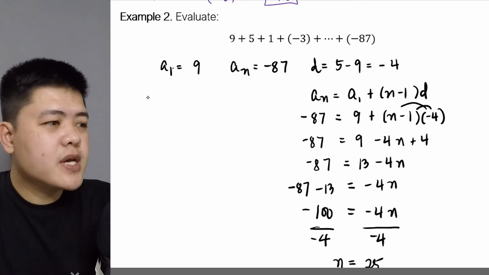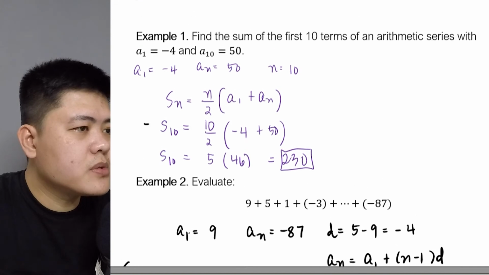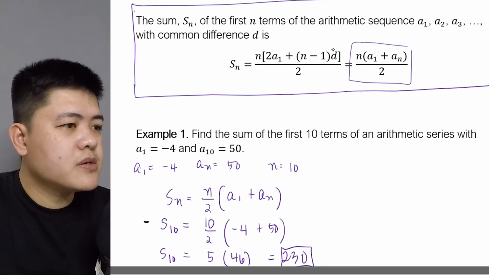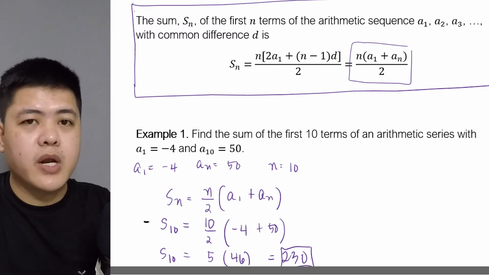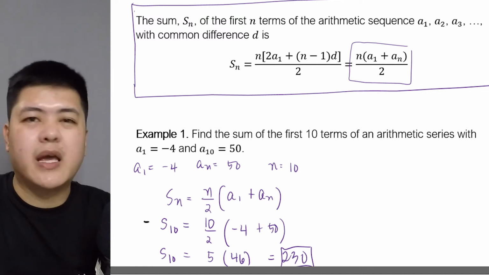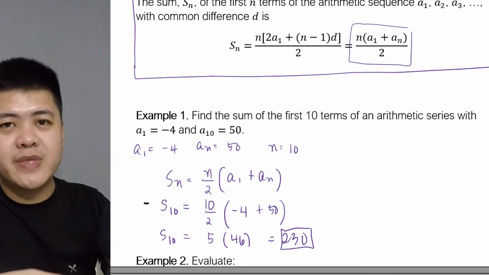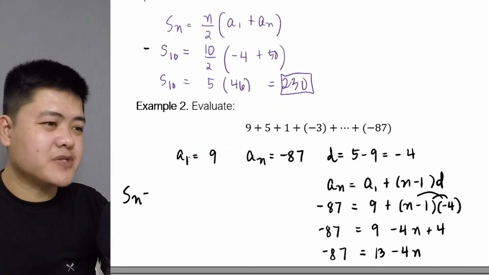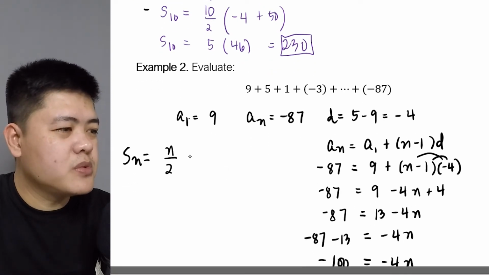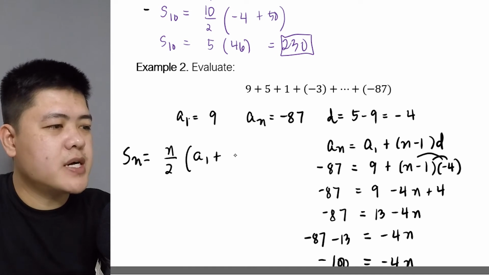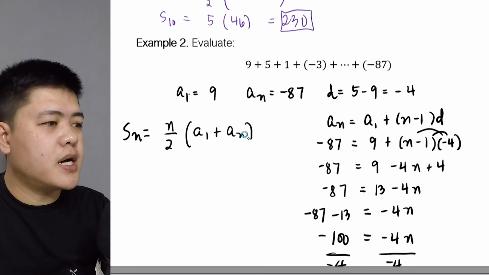So, we can now use the formula, S sub n. Actually, pwede mong gamitin din yung, pwede mo din gamitin to, kung wala pa yung last term, no? Kung hindi mo alam yung n, kailangan pa din pala yung gamitin yung n. Okay. So, pwede mo gamitin yung unang formula or the second formula. So, mukhang mas madaling gamitin yung second formula. So, we'll be using that one. So, we'll get n over 2 times a sub 1 plus a sub n.